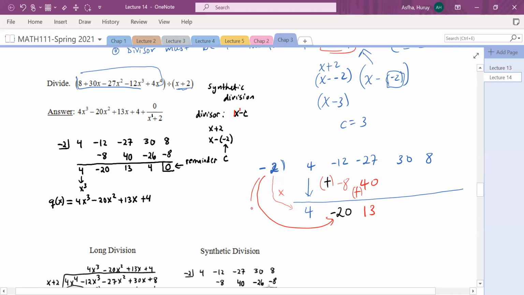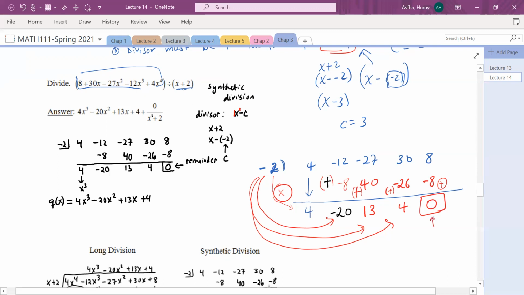And then we do the same thing. We follow -2 times 13 is -26. And again, we add them. 30 plus -26 is +4. And then we multiply -2 times 4. This is multiplication, okay? This is -8. Again, we add them. This is 0. So this is the remainder.